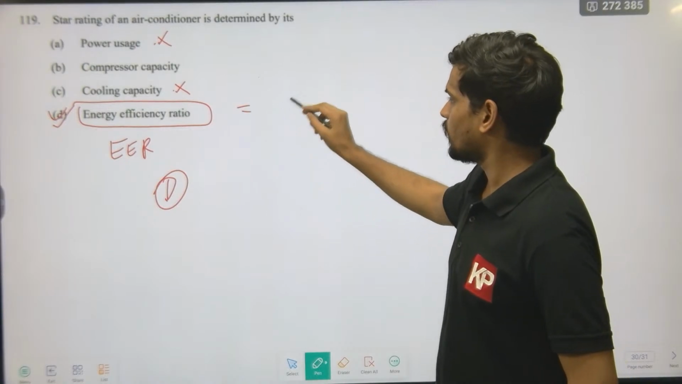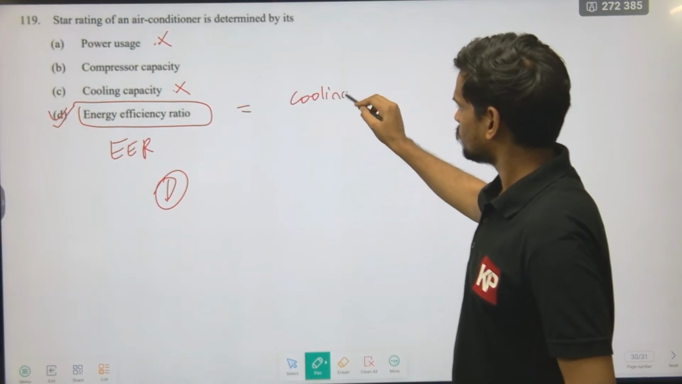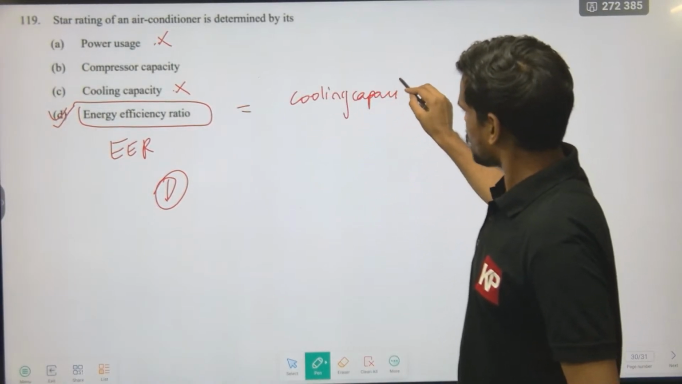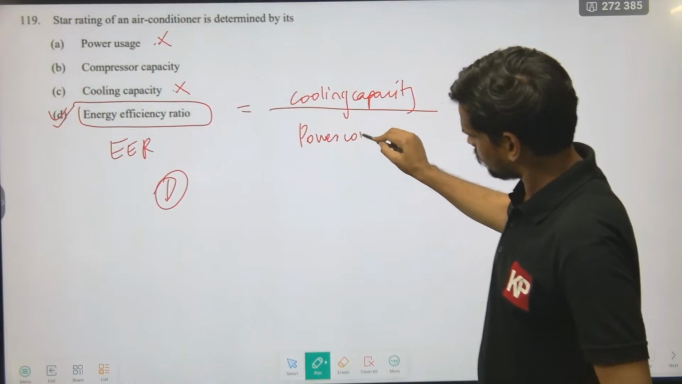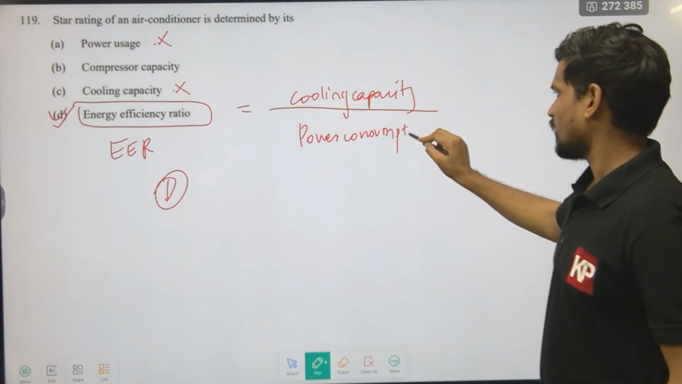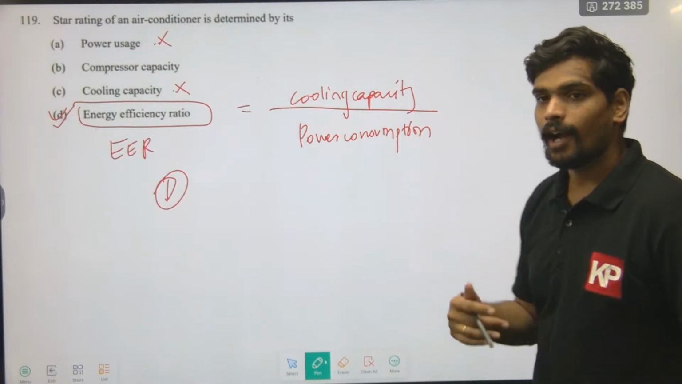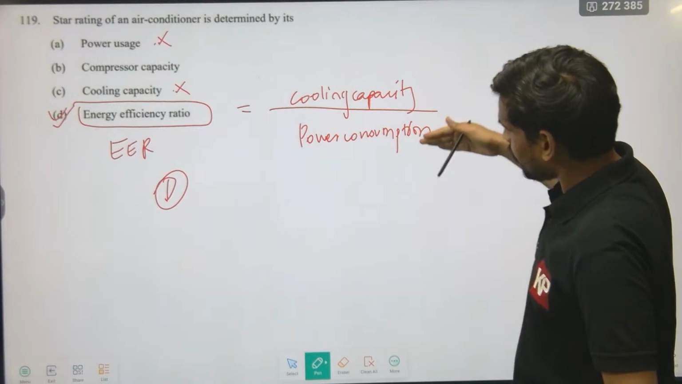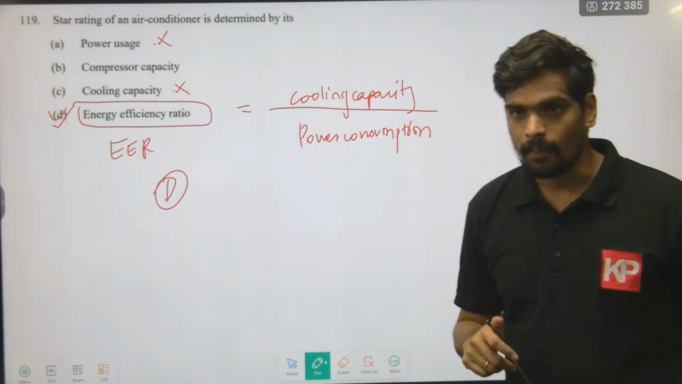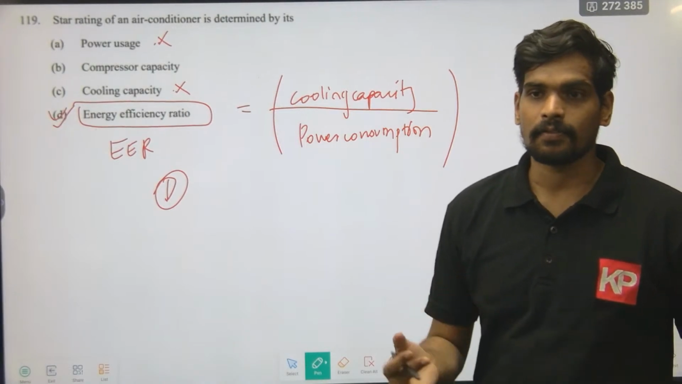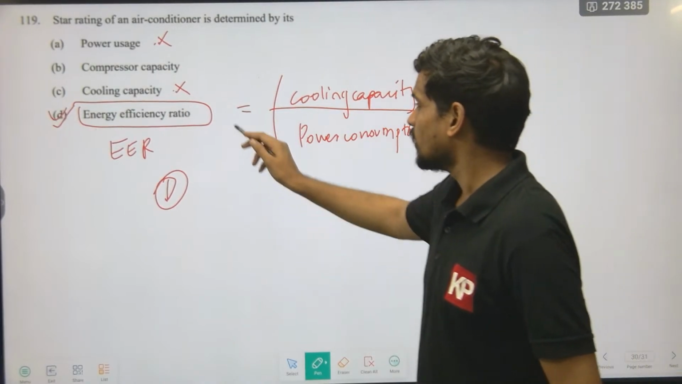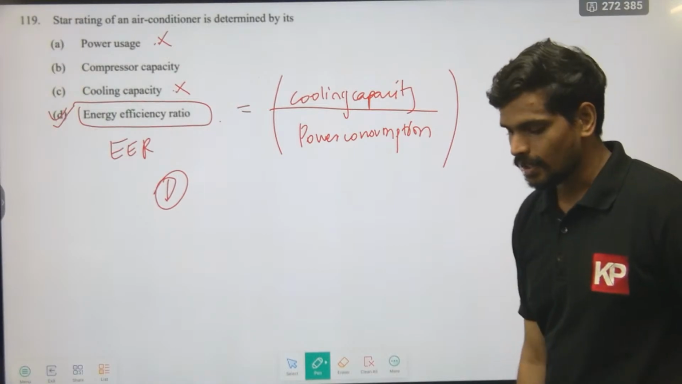It is the ratio between cooling capacity per unit power consumption. So cooling capacity should be higher, so it is in the numerator. Power consumption should be low, so it is in the denominator. So cooling capacity per unit power consumption should be higher for good efficiency. So energy efficiency ratio is given by this formula.